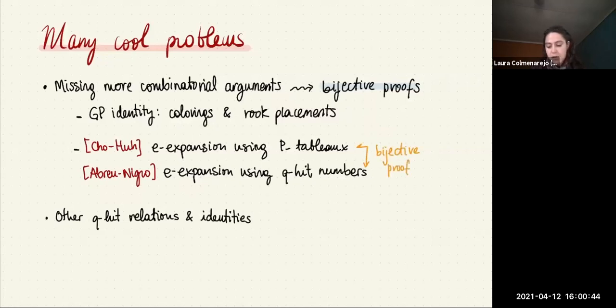So these are things that we really didn't know. I have to say that our first approach to many of the identities was to try to do it more combinatorially, in the sense of bijective, but we weren't able to do that. And we also found other Q-hit relations and identities that we proved using generating functions and other approaches, but we haven't been able to do it with bijective proofs, which we thought were very interesting. And I think that's all I have.